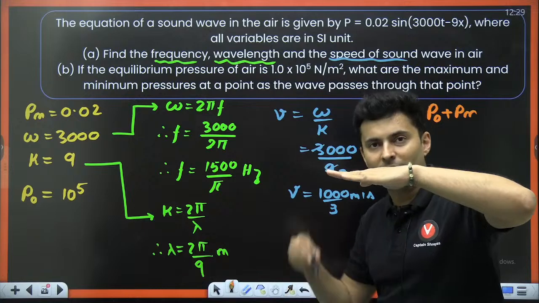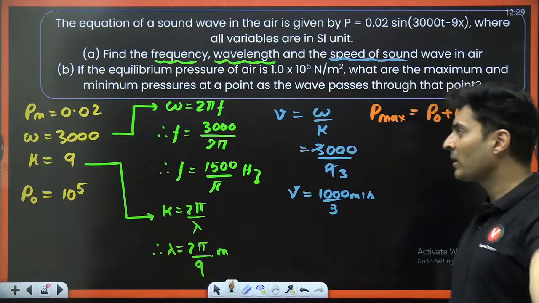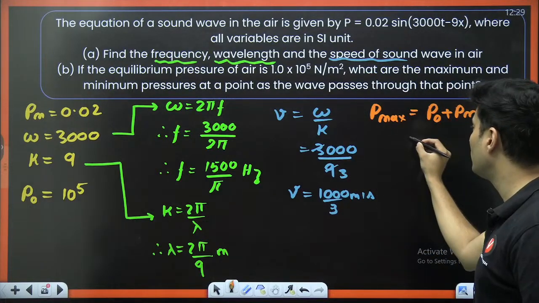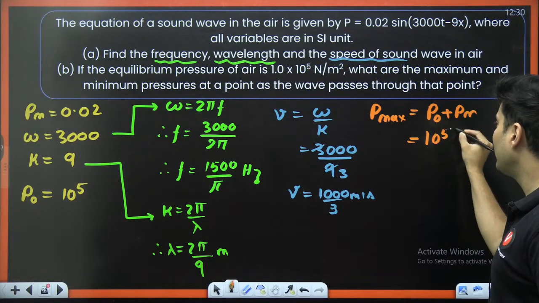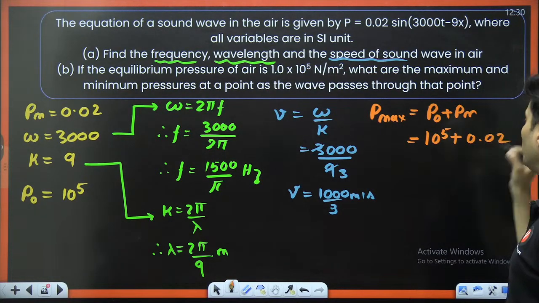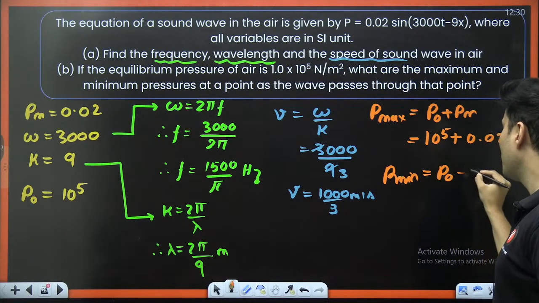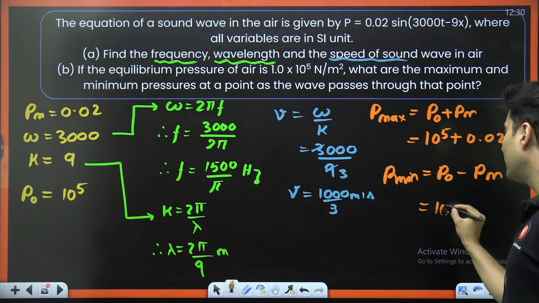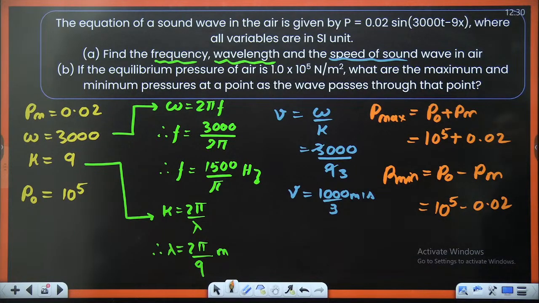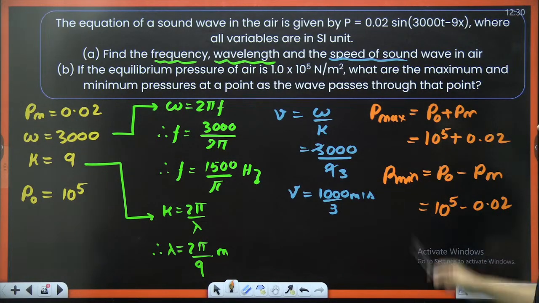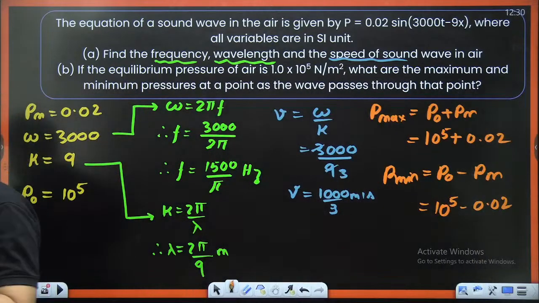P naught is the atmospheric pressure. Above that, how much is that excess pressure? Maximum possible. That is the pressure amplitude, which is 0.02, right? So it will be nothing but 10 to the power 5 plus 0.02. If you talk about the minimum pressure, it will be nothing but P naught minus PM. So it will be 10 to the power 5 minus 0.02, right? So these are the maximum and minimum pressures at a point as the wave passes through. As simple as that.